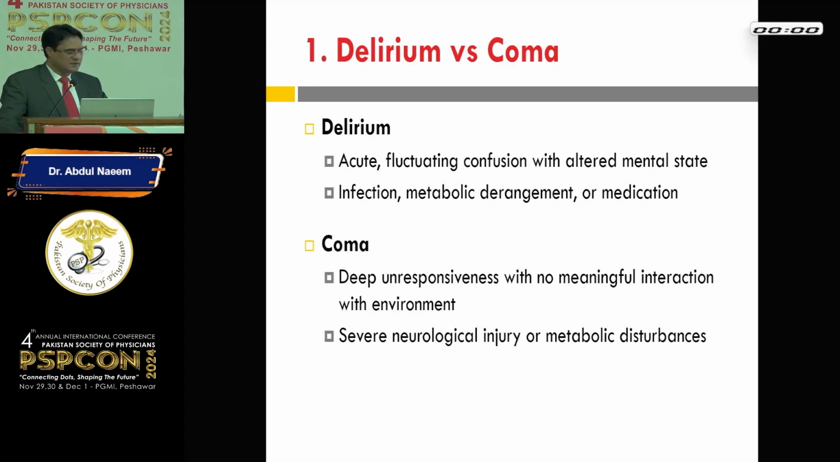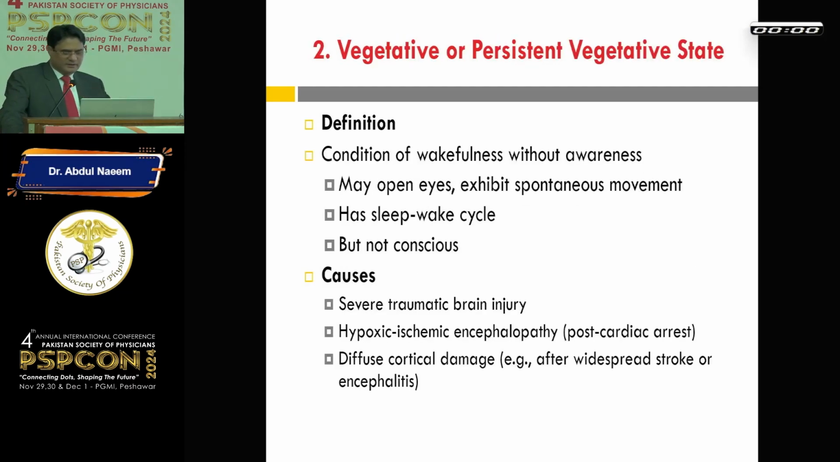Coma is deep unresponsiveness, without meaningful interaction with the environment. So coma is different and delirium is different. In delirium, the patient can be drowsy, but in coma, no response. The cause of coma is severe neurological injury or metabolic disturbance. Vegetative state, or persistent vegetative state. These are important for internists to understand.